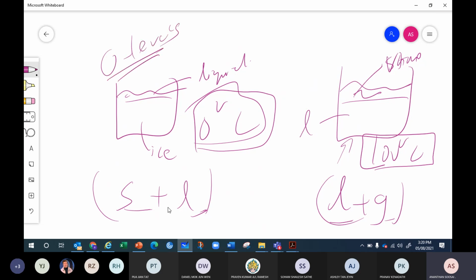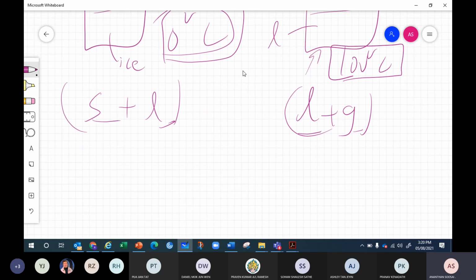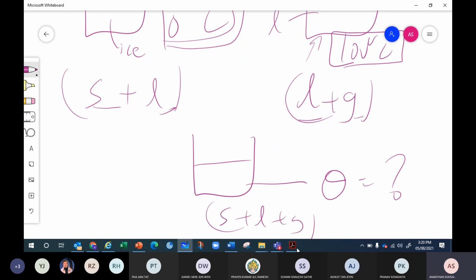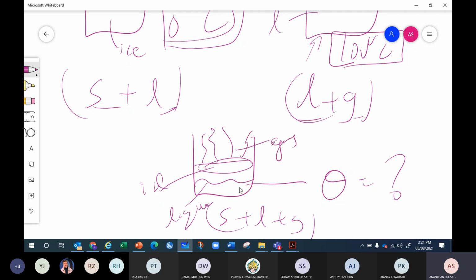Okay. But now, what is the triple point of water? The triple point of water is one particular temperature where the solid, liquid, and gas coexist together. That means at the bottom you have ice floating, liquid water, and at the same time, steam also appearing. Okay, you have gas. The three phases coexist together. This is called the triple point of water.